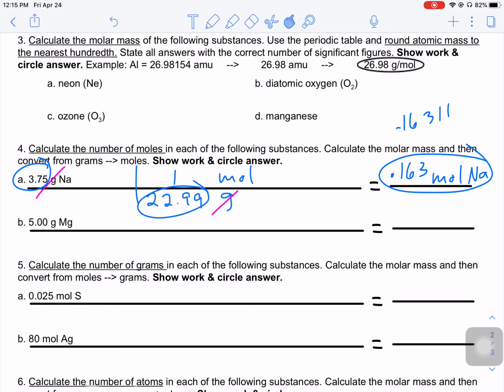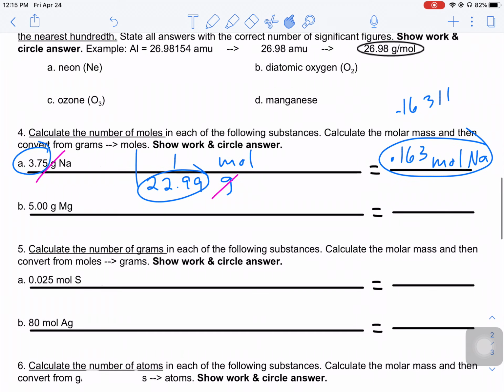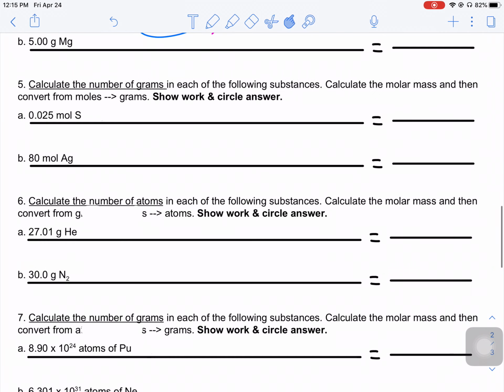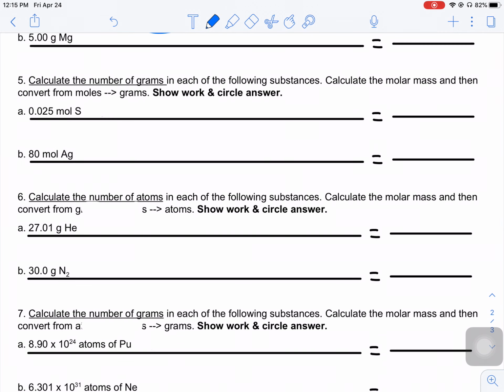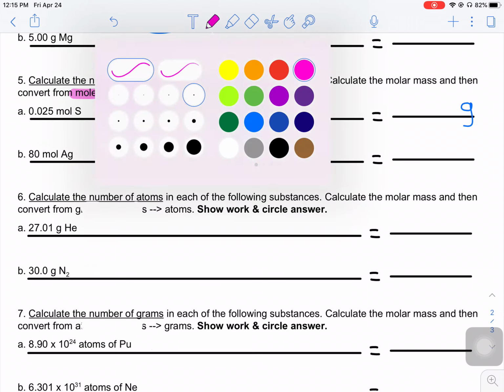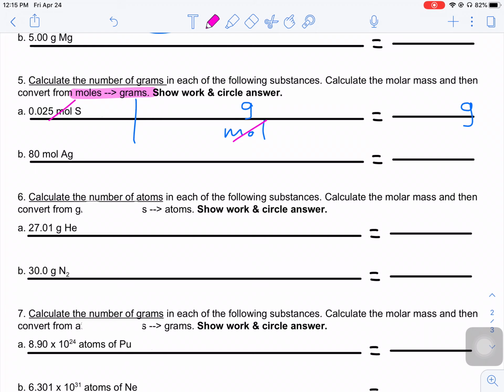All right, so B is really identical to A, it's just a different element and a different number. So now, let's do the same thing down from here for B. But this time, we are going to go from moles to grams. So I've been given moles of sulfur, and I want to convert that into grams of sulfur. So I want to cancel out moles. The moles go on the bottom. I want to end up in grams. Grams go on top. Not a bad idea to show unit cancellation at this point. And then I'm going to go back and fill in my numbers.